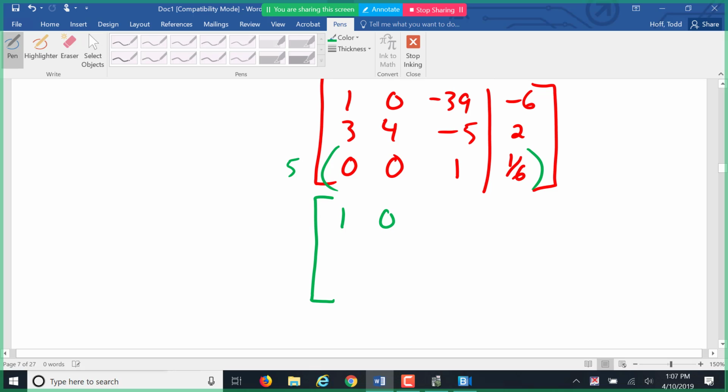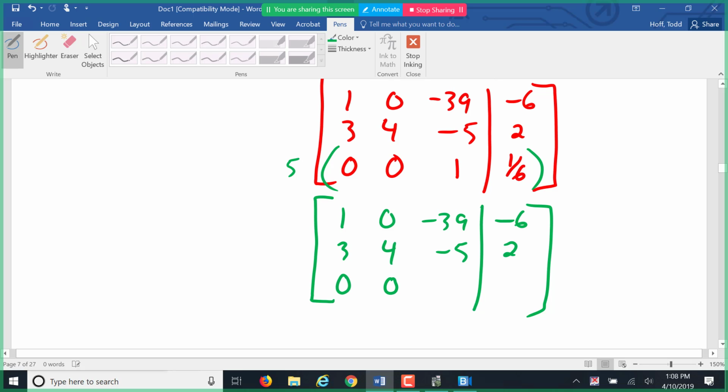So my top row doesn't change. Second row doesn't change. Third row is multiplied by 5. 5 times 0 is 0 in both cases. 5 times 1 is 5. 5 times 1/6 is 5/6.